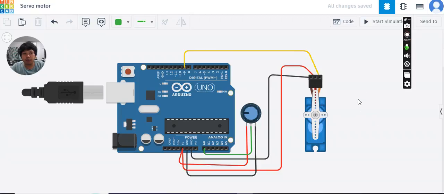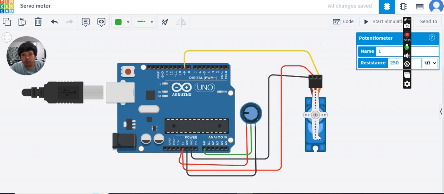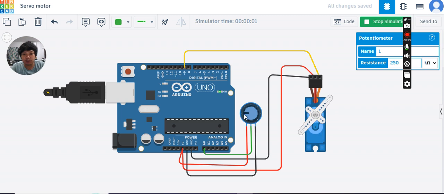Our next topic will be regarding a servo motor. We will control an electric motor, which is the servo motor, using a potentiometer. So we will control the angular position of the shaft. For example, we will start the simulation here.